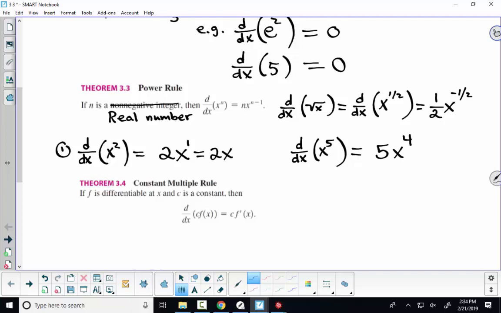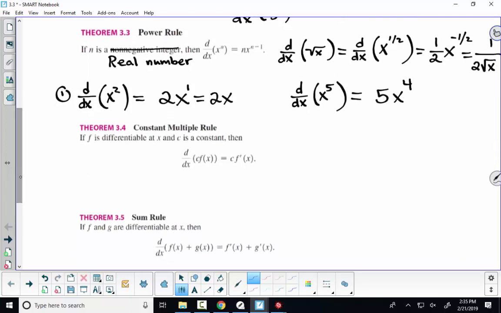Otherwise, we would have to do this limit and multiply by the conjugate, simplify, let h go to 0 in order to determine that. Also, by the properties of negative exponents, this is equivalent to 1 over 2x to the 1/2, or 1 over 2 root x. So the power rule does include all roots as well. Do y'all have any questions on that, the power rule?